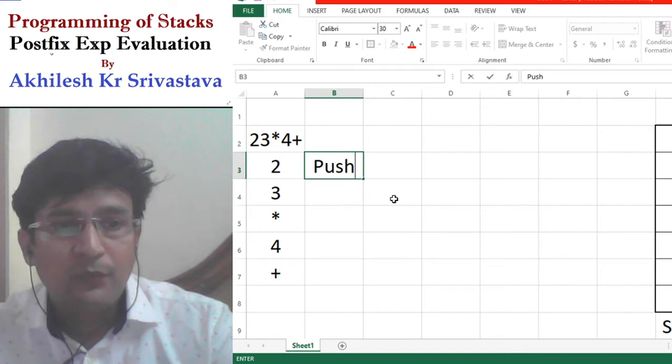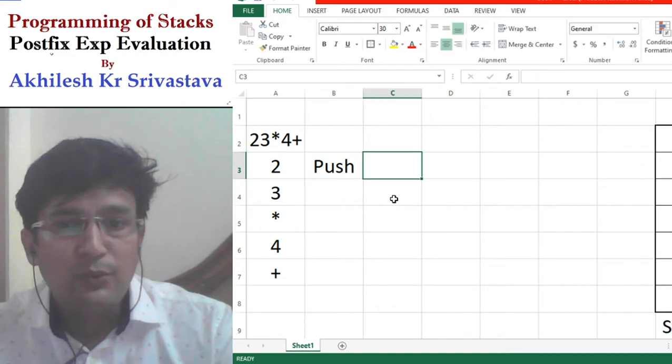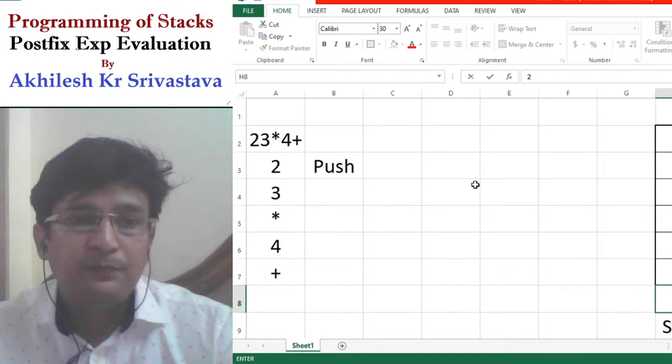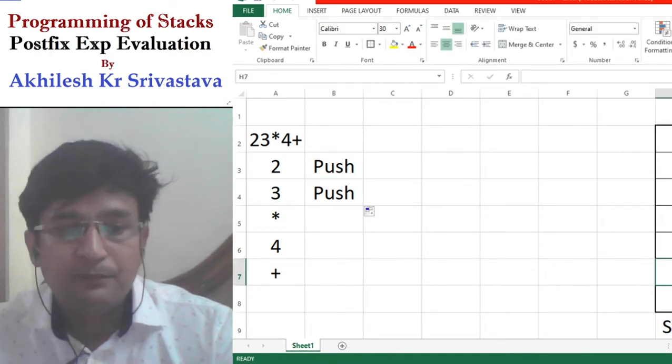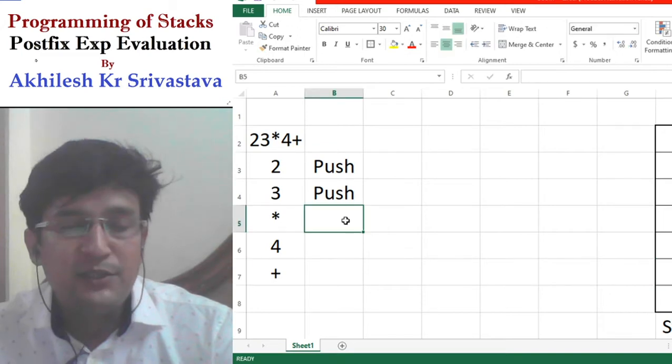So, we have first the 2. The 2 needs to be pushed on the stack. So, let us push 2. And then we have 3, which is again an operand, so let us push that as well on the stack. Then we have a multiplication sign, so this is an operator.